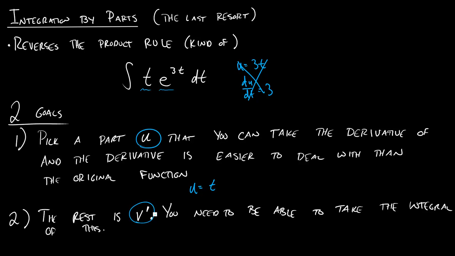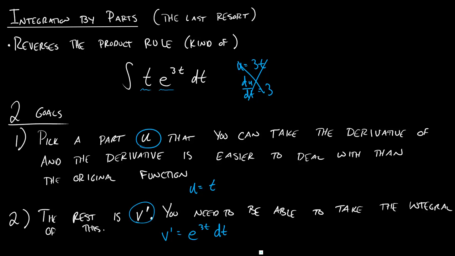Now the rest of your integral you're going to label as v prime. So v prime in this case is going to be e to the 3t dt. And the key with v prime is that you need to be able to take the integral of it. So you need to look at this: can I take the integral of e to the 3t dt? And believe it or not, you can. That's one of the things we have a formula for.